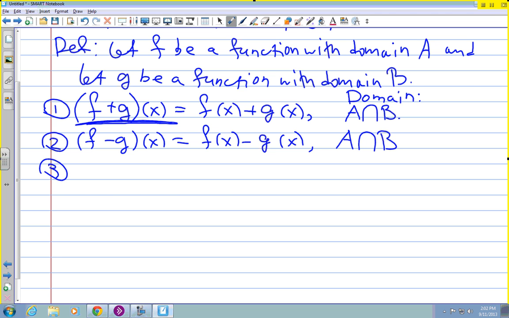We can do the product, f g of x, which literally means f of x times g of x. Again, for the domain, I want both of them to work.